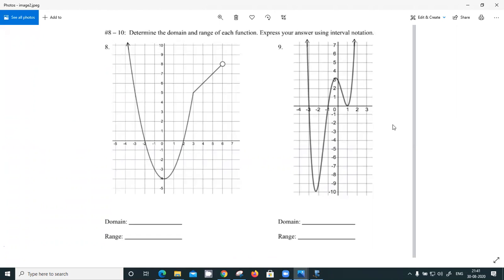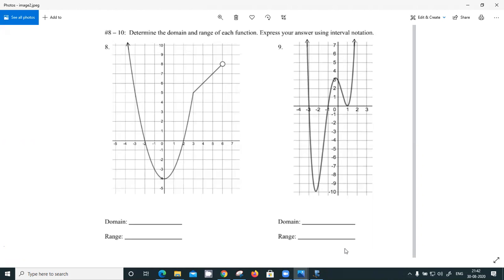First, you have to start with the left side, right? Oh, negative infinity to 6. Yes. And 6 is not included, so both are curved brackets. What about the range?